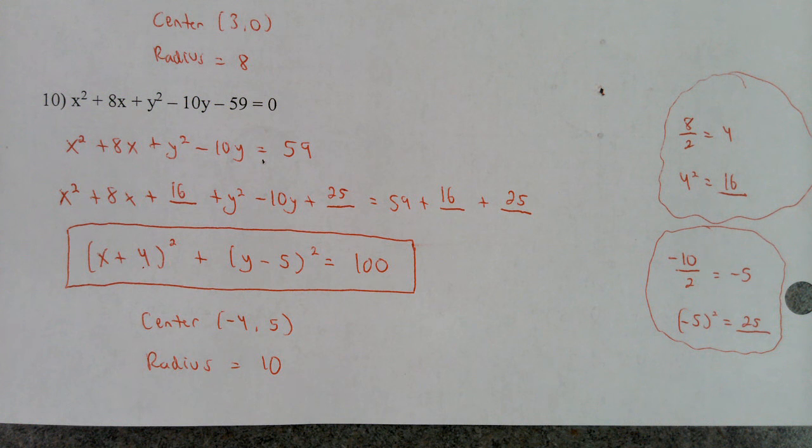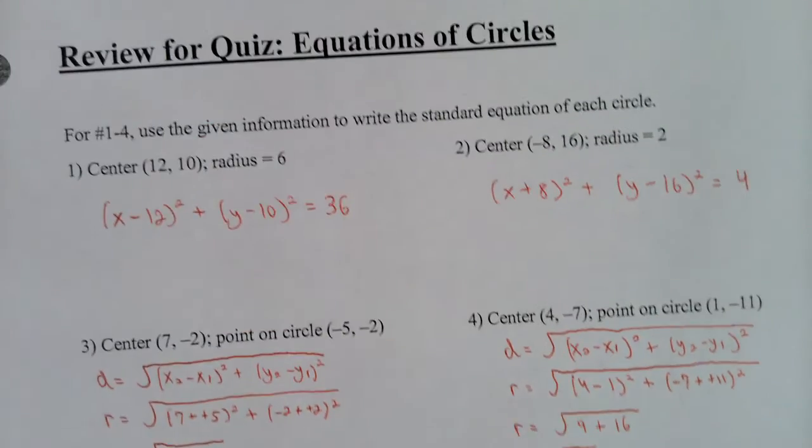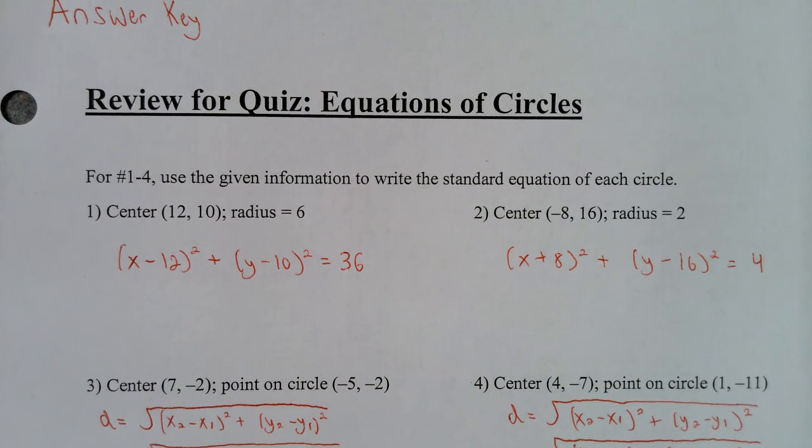And that's the end of the quiz review. Okay? So again, these are not all easy. 9 and 10 were hard, I would say, and 3 and 4 were hard. That's the end for the review for the quiz. It was on equations of circles.